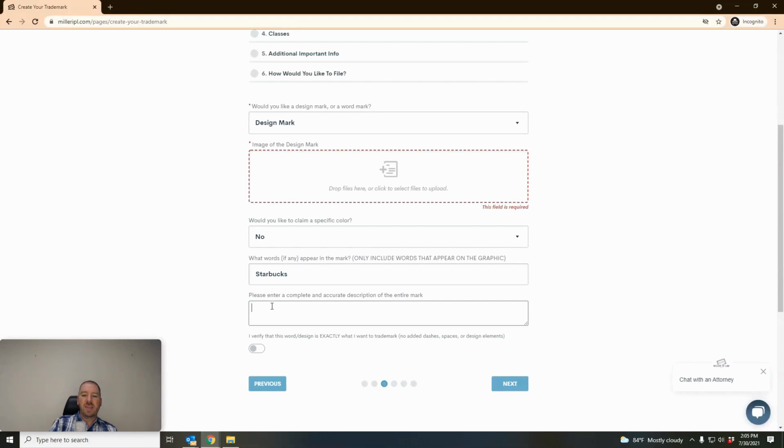Last thing is to enter a complete and accurate description of the entire mark. What does that mean? Basically, you're going to need to describe what your mark is. So let's say you were to take the Starbucks mermaid. You may say a mermaid, made with green, with lines extending around the mermaid.